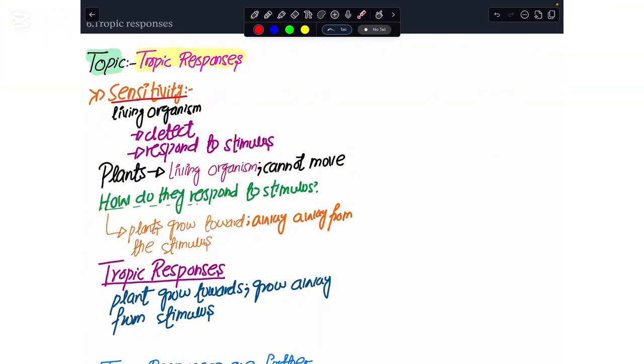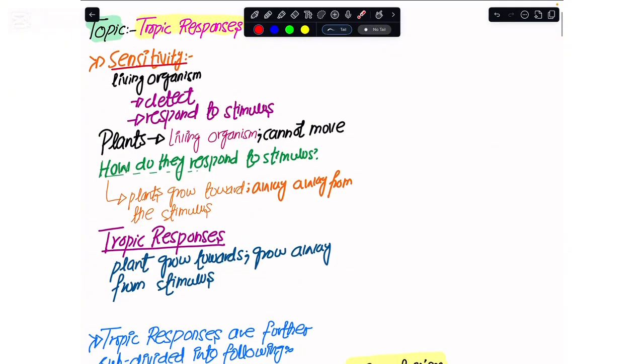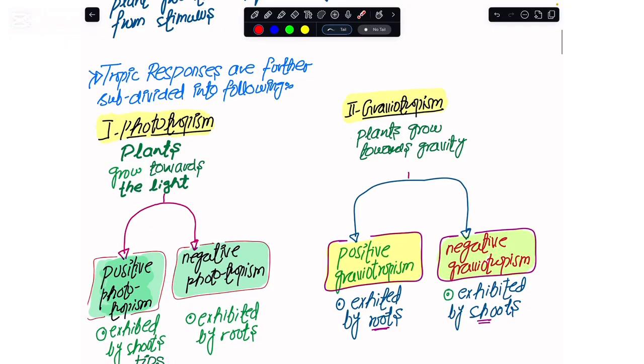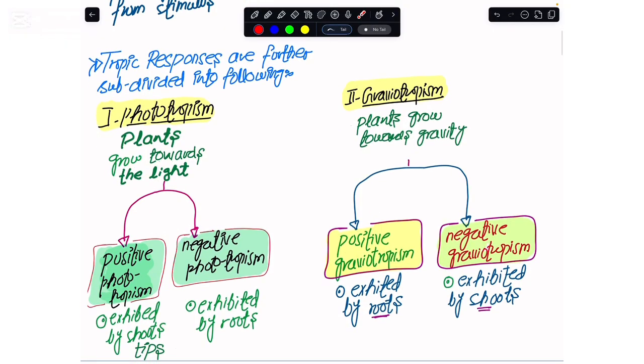Since plants can't move, the only option they are left with is to either grow toward the stimulus or grow away from it. This ability of the plant to grow away or toward the stimulus is what we refer to as the tropic responses. Plants have to respond to two major stimuli. The first is light, and the second is gravity.